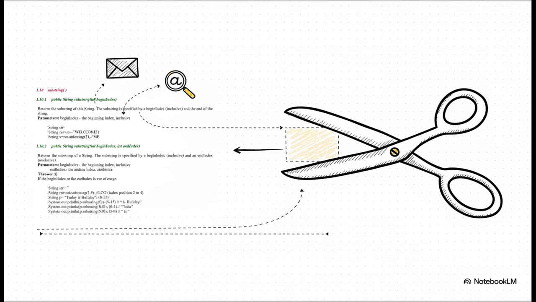Think of this method as a pair of precision scissors. It lets you snip out a piece of a string just by telling it where to start and, optionally, where to end. Want to grab a username from an email address or pull a specific word out of a sentence? Substring is how you do it. It's all about extracting exactly what you need.